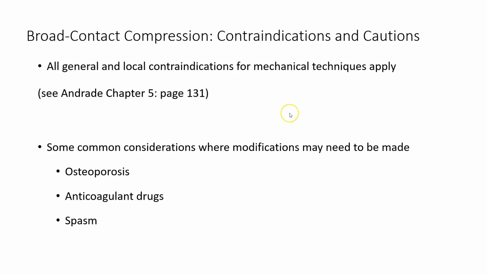All general and local contraindications for mechanical techniques apply. That can be seen in your Andre, Chapter 5. Some common considerations where you need to make modifications would be osteoporosis. I'll let you think about why that would be a modification required. Well, what would the modification be? It would be the amount of pressure that you applied, because you could be pushing a muscle down on bone, and if that bone is weakened, you could cause a fracture if it was weak enough.